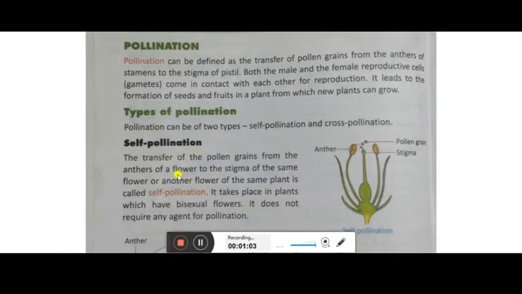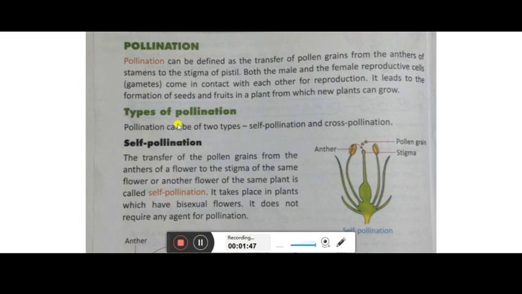Now children, you see here that this is pollination. Pollination can be defined as the transfer of pollen grains from the anther of the stamen to the stigma of the pistil. Here the stamen is the male reproductive part and the pistil is the female reproductive part of the flower. So both male and female gametes come in contact. The pollen grain is the male gamete, and the female reproductive cells, the gametes, are there. They come in contact with each other for the reproduction process, and after the reproduction the seeds and the fruits will be formed.